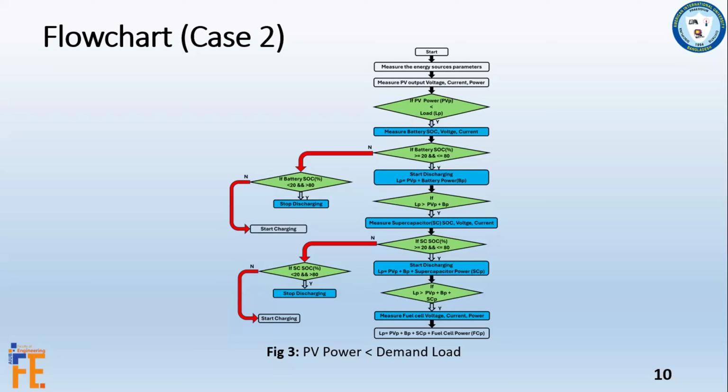After that, it will measure the supercapacitor voltage, current, and power. If the supercapacitor SOC is greater than 20% and less than or equal to 80%, as usual, if this statement is true, it will start discharging.